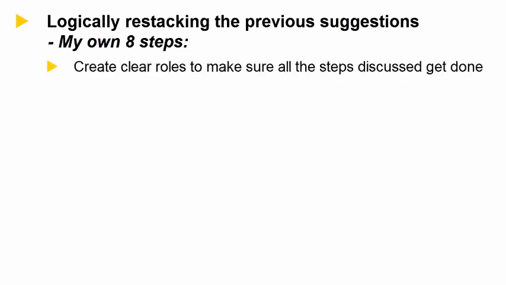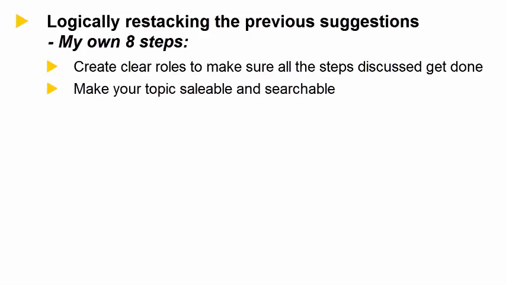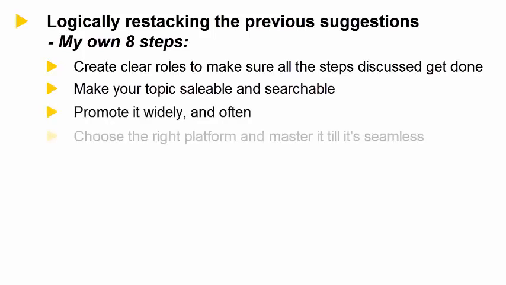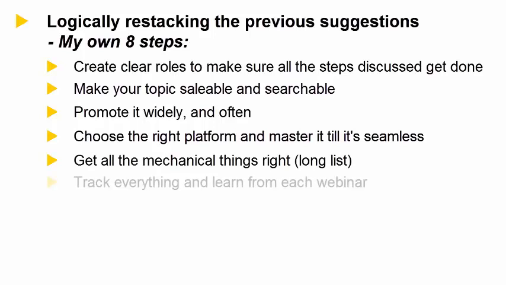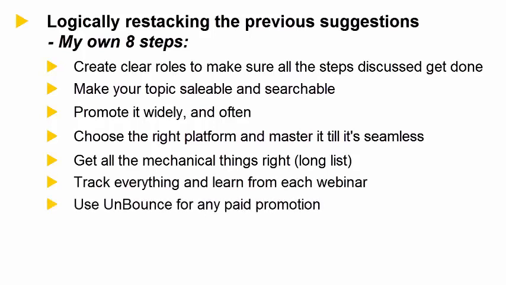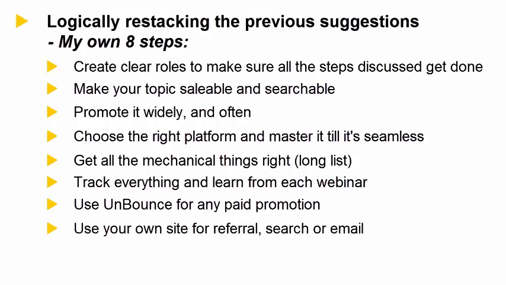Number 1, create clear roles to make sure that all of the steps get done. Number 2, make your topic saleable and searchable. 3, promote it widely and often. 4, choose the right platform and master it until it's seamless. 5, get all the mechanical things right, and there's a long list of that. Number 6, track everything and learn from each webinar. Number 7, use UnBounce for any paid promotion. And number 8, use your own site for referral, search or email traffic for your webinar.